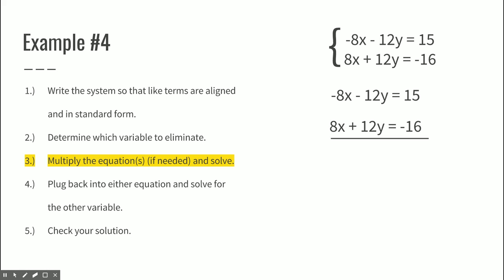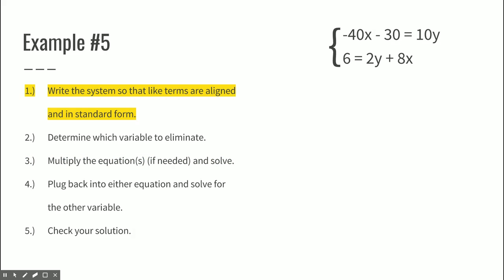But you're going to notice something interesting happen here. The negative 8x and the positive 8x cancel out. But so does the negative 12y and the positive 12y. And everything that's left on that left side is just a 0. But on this right side, 15 plus negative 16 is a negative 1. Now, those two numbers do not equal each other. This is different than when we were doing one solution. When it was one solution, if we got 6 equals 6, then we knew it was perfect and our solution worked. But in this case, 0 does not equal negative 1, so we know that we have no solution.